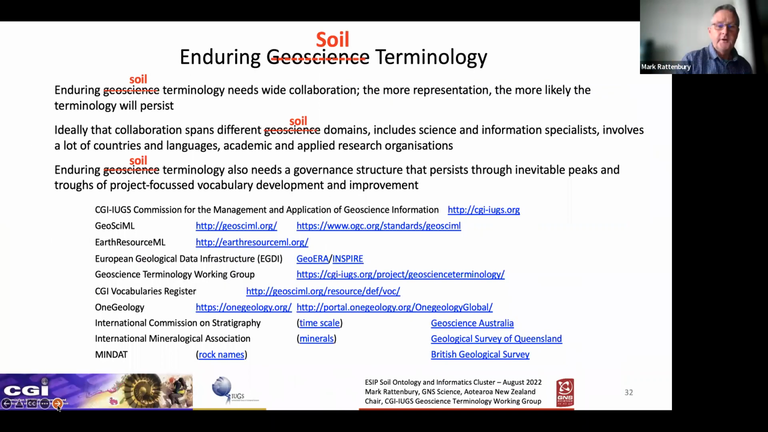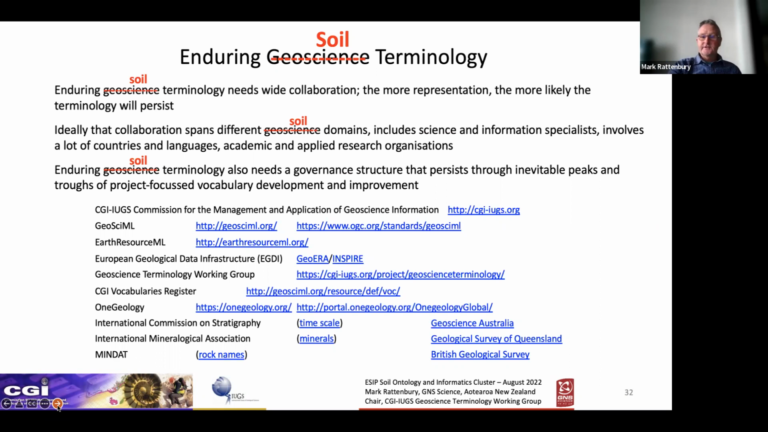So this is my concluding slide. It's really talking about soil instead of geoscience, if you like. But if you want it to endure, you need wide collaboration. The more involvement from around the world you get, the more likely that terminology will persist into the future. And in geoscience we've got a lot of different domains, and I know you do in soil as well. So it's about spanning all of those domains.